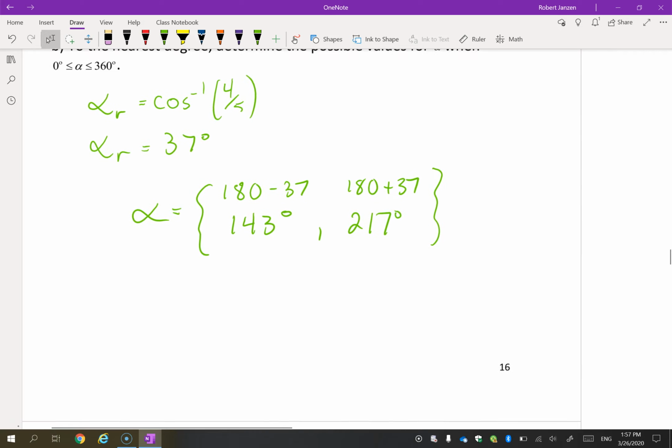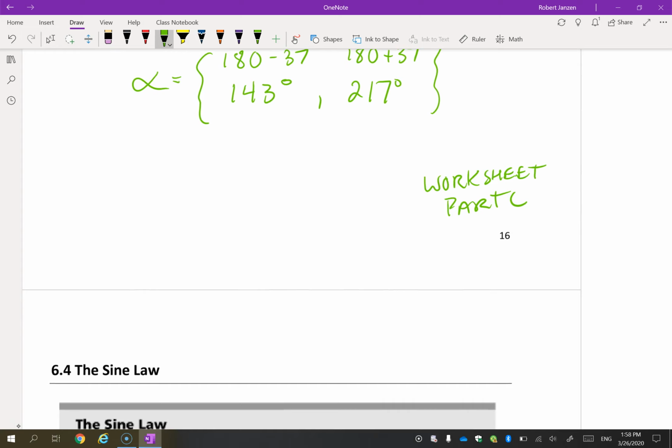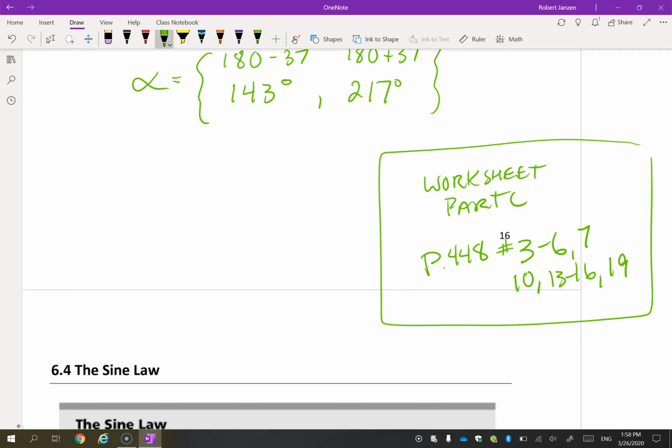So now that you have some that you don't have the calculator for, go back to the worksheet and now do part C. Okay, and in the textbook, we have page 448, numbers 3 to 6, 7, 10, 13 to 16, and 19. So that's a little bit of a bigger homework assignment. That kind of summarizes everything because we're going to do a complete change of pace after this.